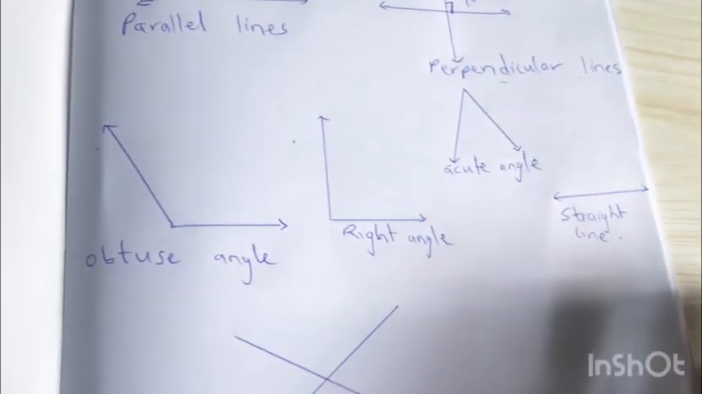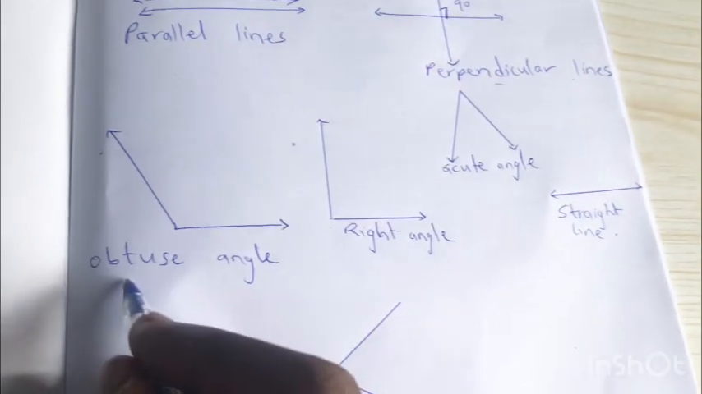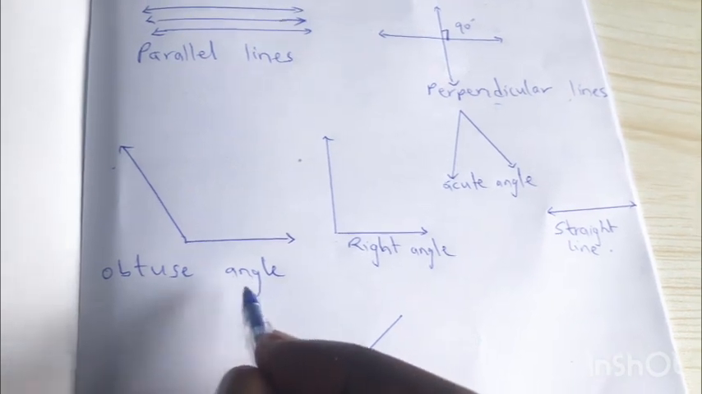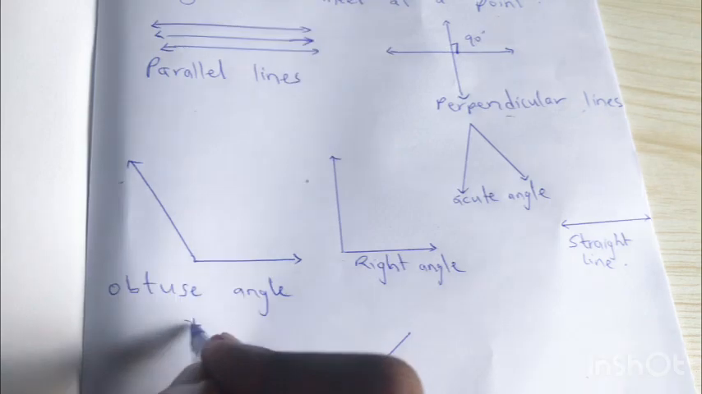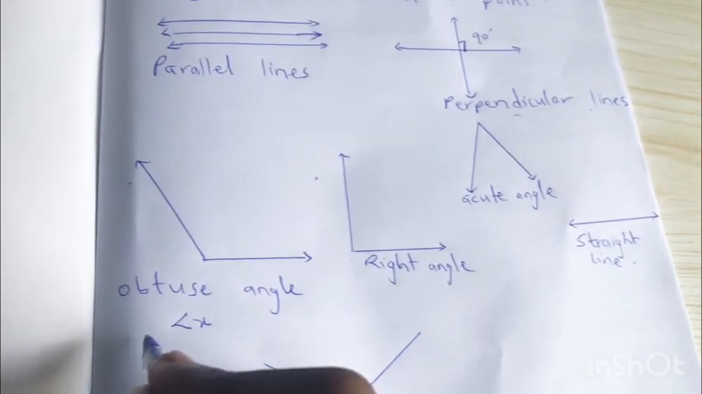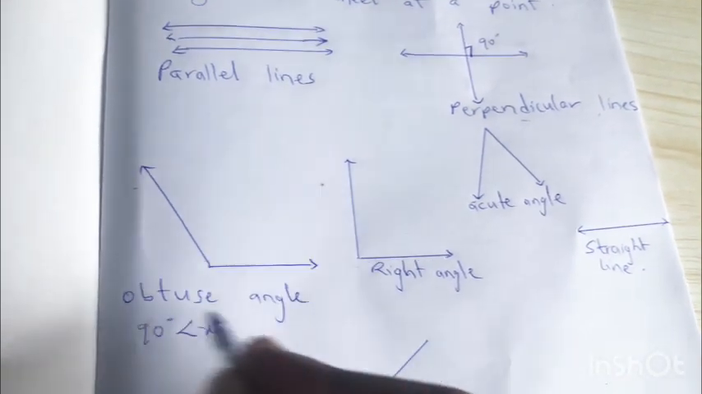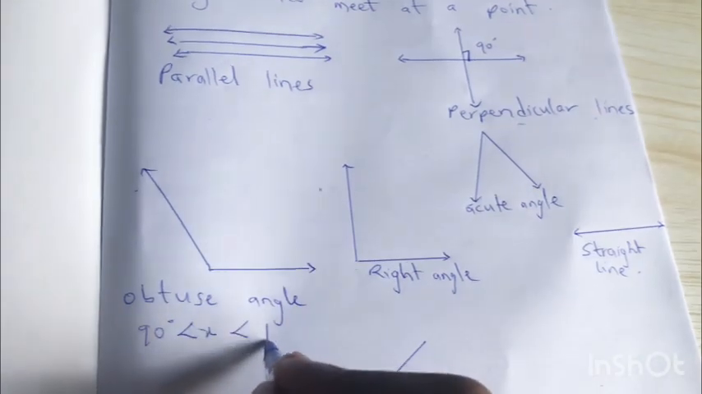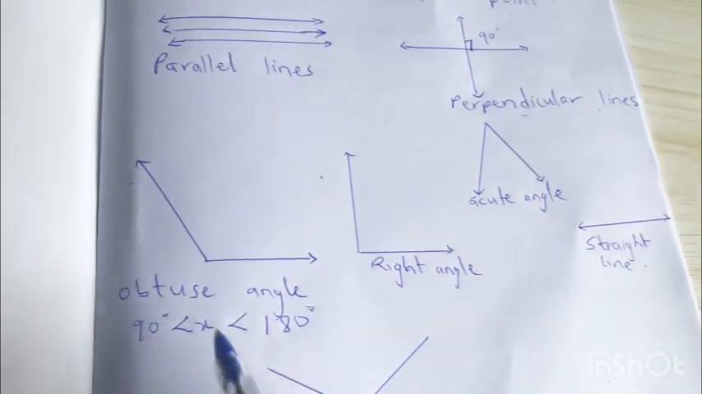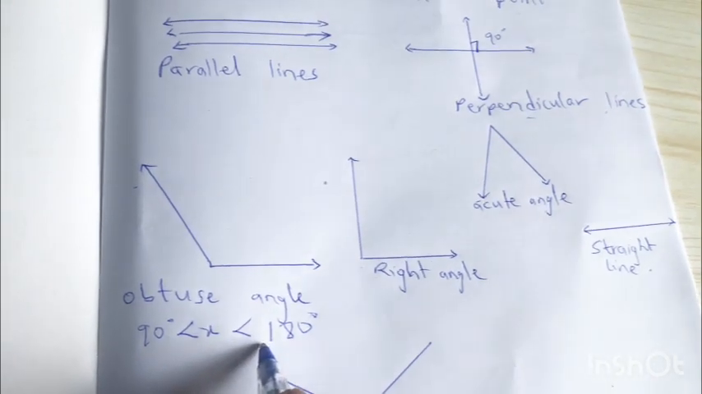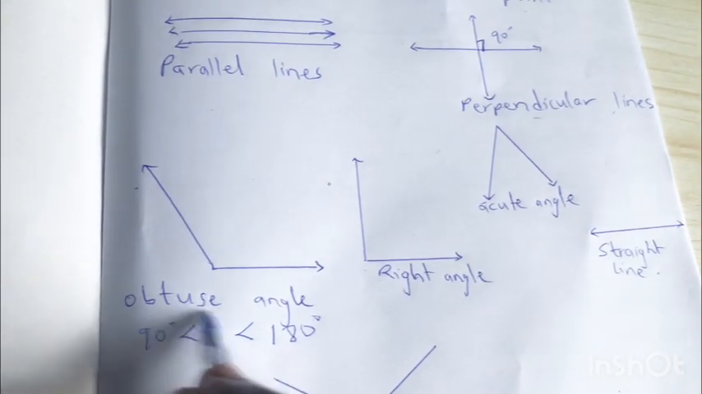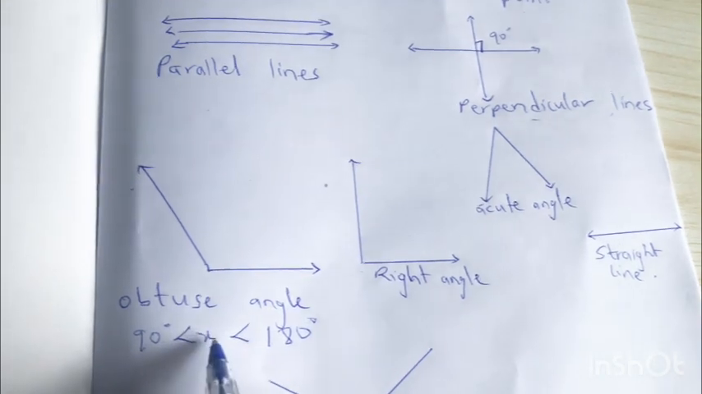The first one I would like to talk about is the obtuse angle. The obtuse angle has a measure greater than 90 degrees and less than 180 degrees. It means that any angle from 91 to 179 is what? An obtuse angle.